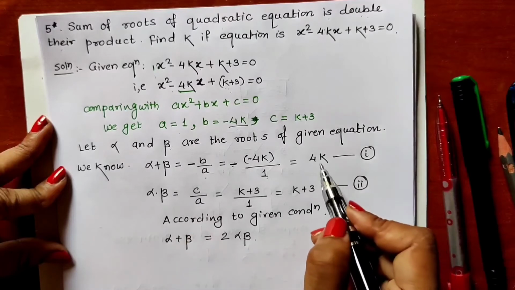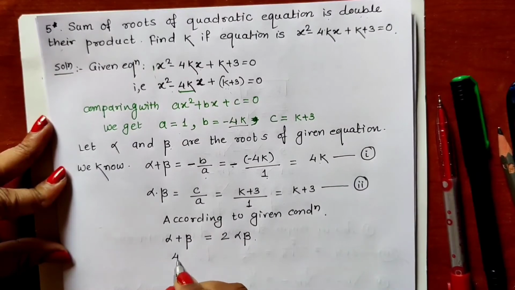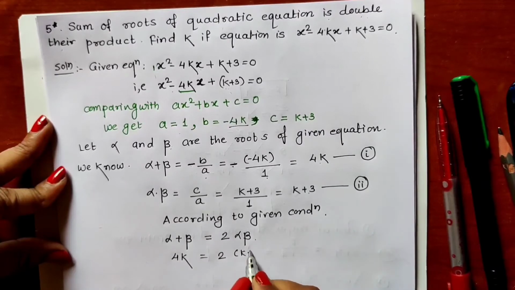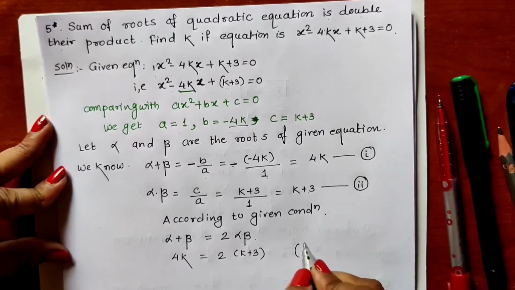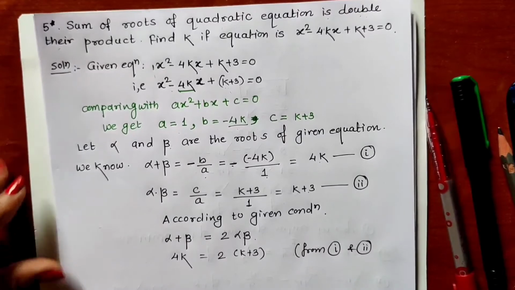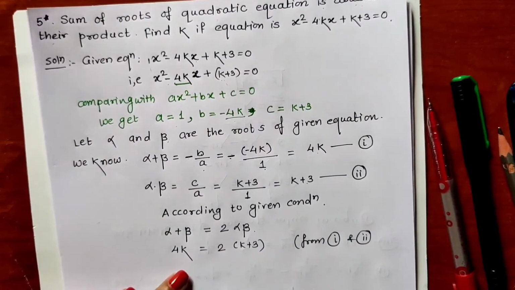Alpha plus beta value we have got 4k. 2 as it is we write. Alpha into beta we have got k plus 3. This we have written from 1 and 2. Okay. So now let us solve so that we can get the value for k.